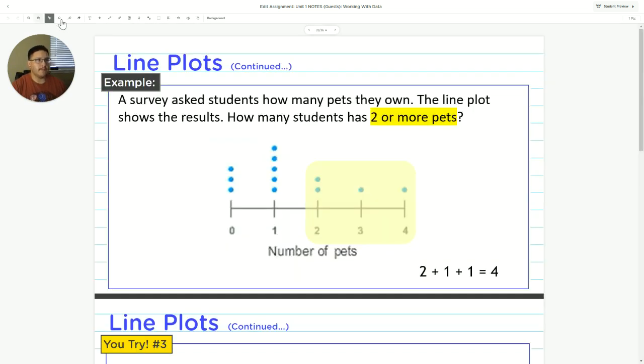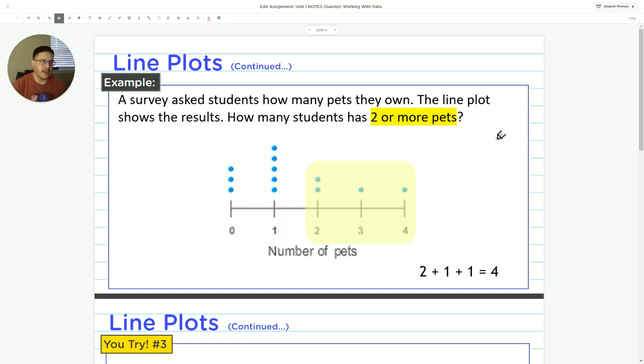Okay, a survey in this example asks students how many pets they own. The line plot shows the results. How many students have 2 or more pets?